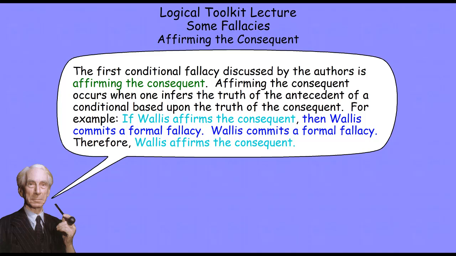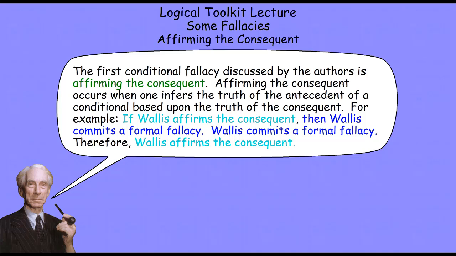So for example, here's an instance of affirming the consequent. If Wallace affirms the consequent, then Wallace commits a formal fallacy. That conditional statement, that first premise, is true. That's the relationship. If I affirm the consequent, it's an instance of a formal fallacy, so I commit a formal fallacy. The second premise could also be true. Wallace commits a formal fallacy, right? From which I infer Wallace affirms the consequent. However, that isn't guaranteed to be true given the truth of those two premises.